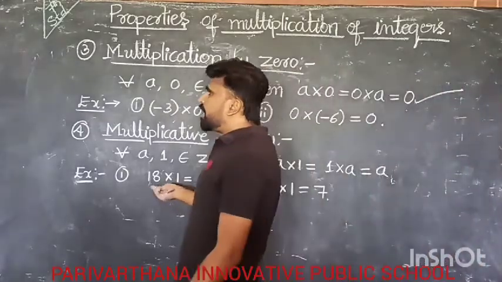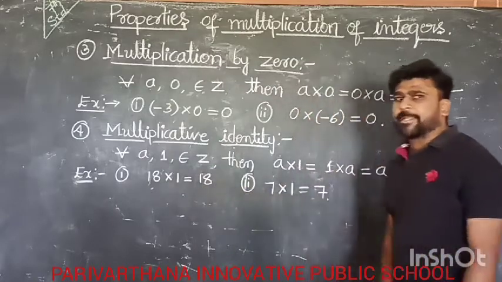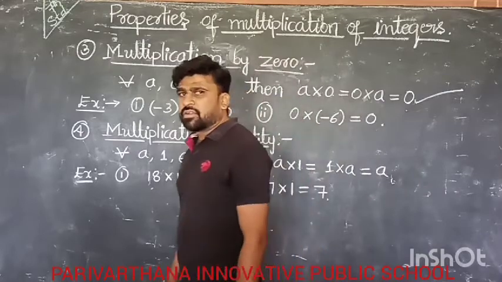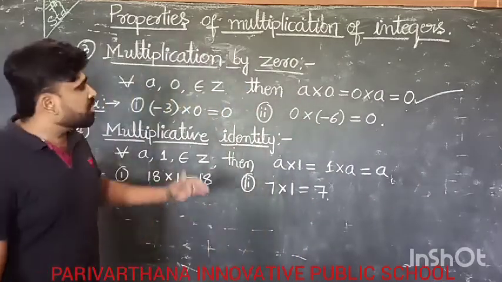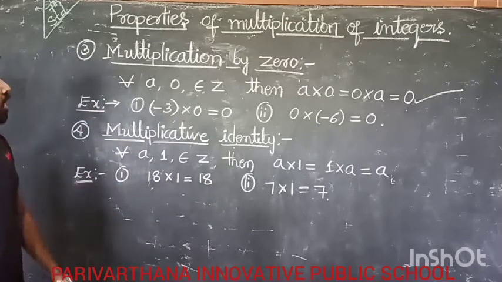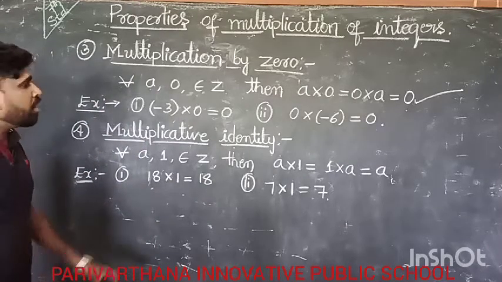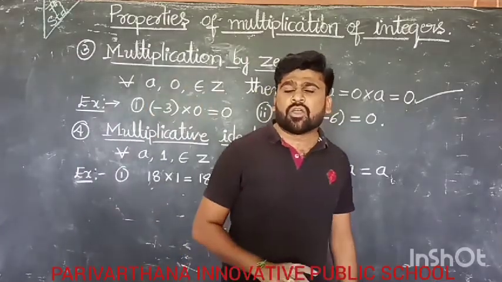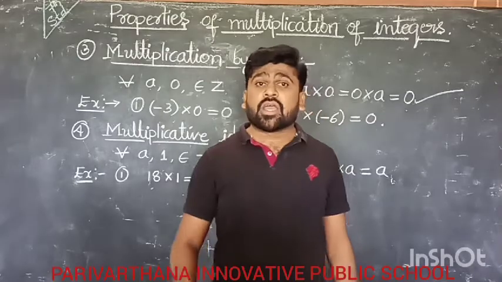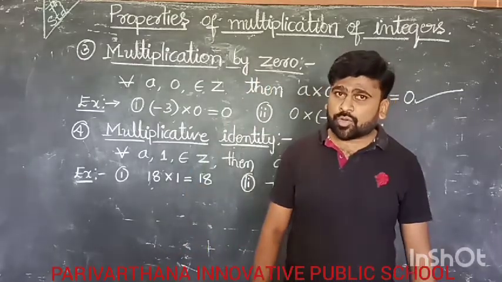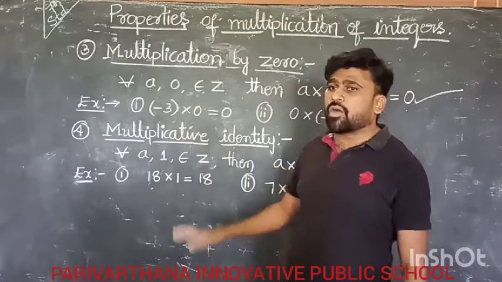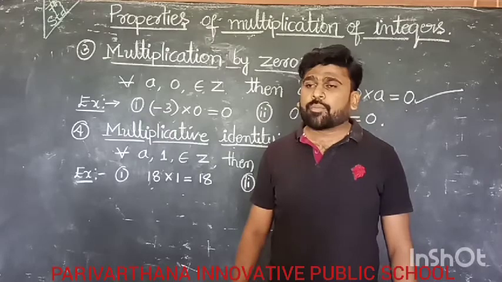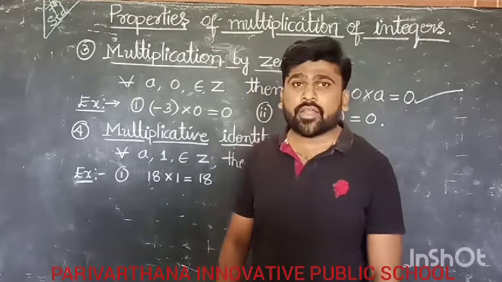Examples here: 18 into 1, 18 ones, the answer is 18. Next, 7 into 1, the answer is 7. This is the third and fourth property regarding multiplication by 0 and the multiplicative identity. Again, there are two properties left: one is the associative property and the last one is the distributive property. Next we are moving on to the fifth property, the associative property.